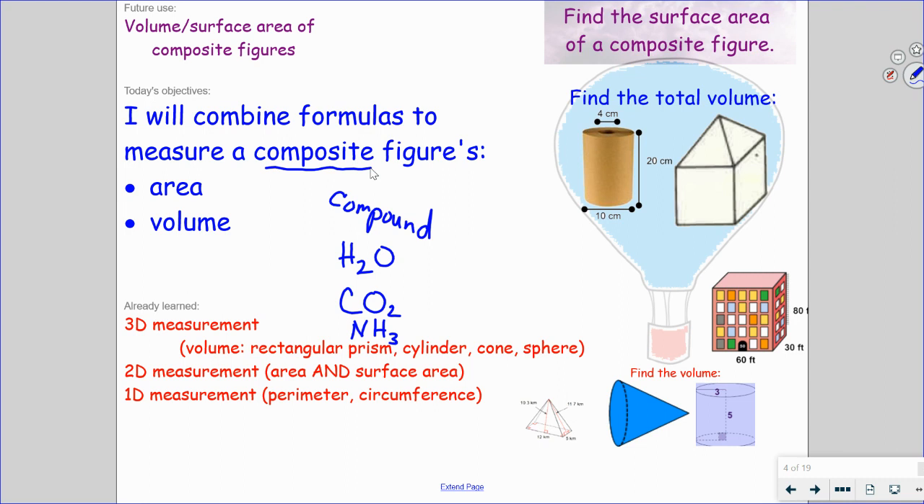Now, in the same manner, composite figures are made up of two or more shapes. Maybe they're two-dimensional areas, maybe they're three-dimensional volumes. And that is our goal from here.